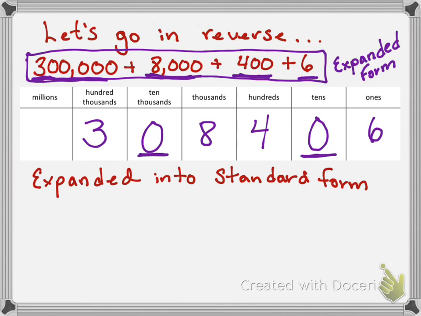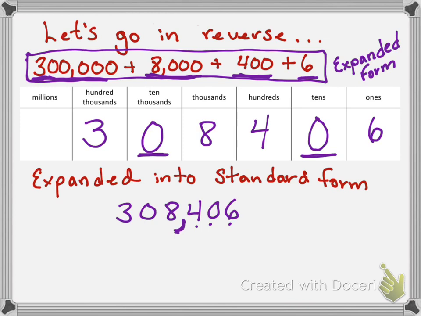Okay, now we can take that number out of the place value chart and write it in standard form, a regular way of writing a number. 3, 0, 8, 4, 0, 6. Remember, we need to put in our comma. So the comma comes after 1, 2, 3, comma. The proper way of saying this number is 308,406.